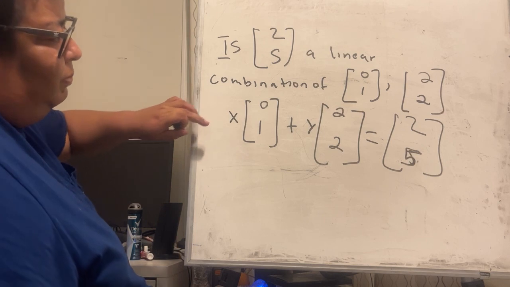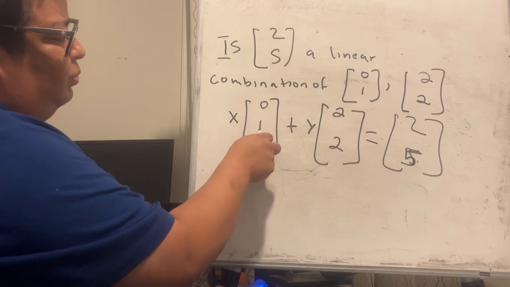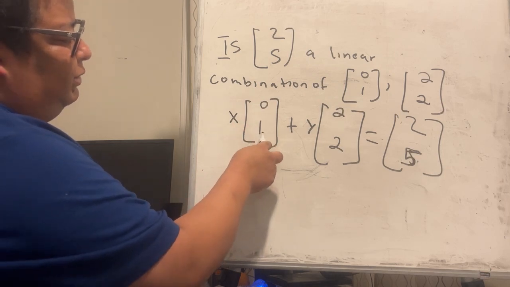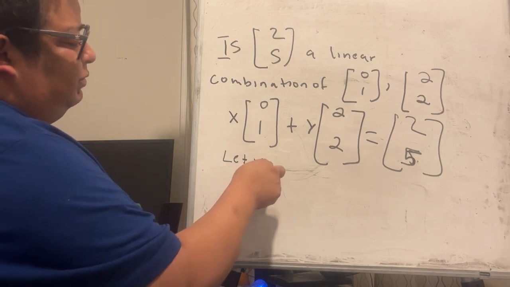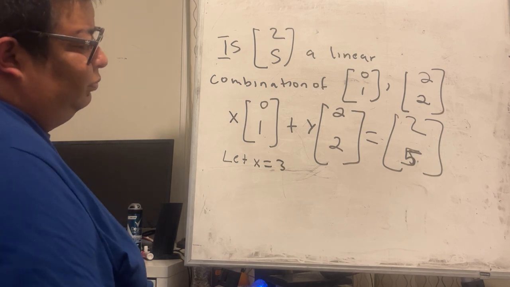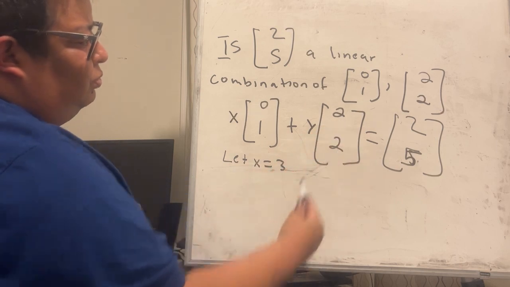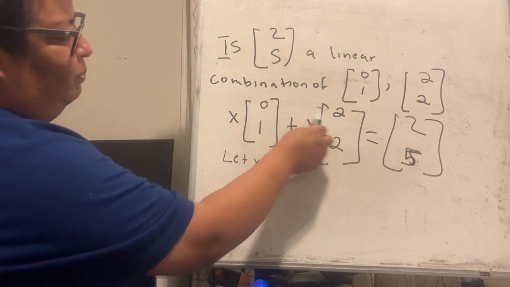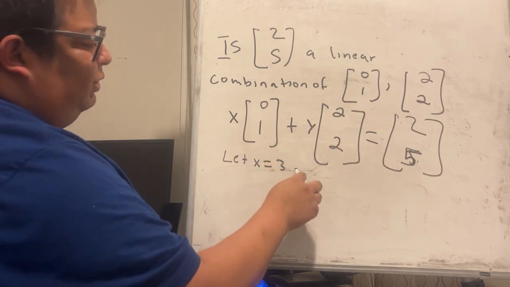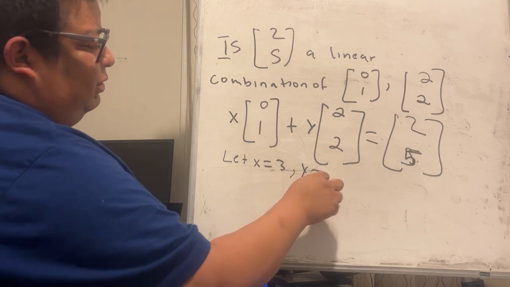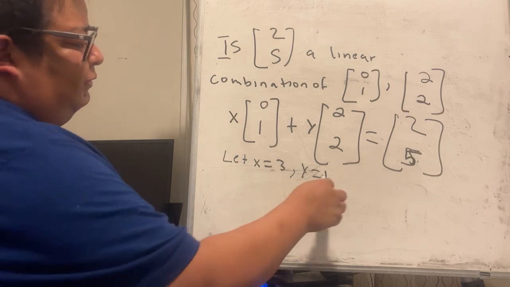So notice, what can I multiply (0, 1) by to get a 3 here? If I let x equal 3, this becomes (0, 3), and this is already (2, 2). So if I add 0 plus 2, I get 2. So basically y has to be 1. So if I let x equal 3 and y equal 1, then we have a solution.